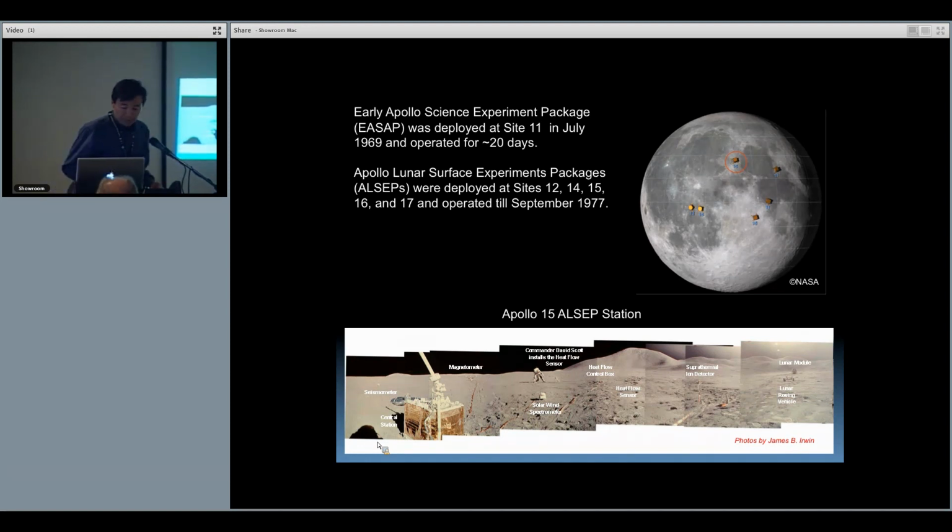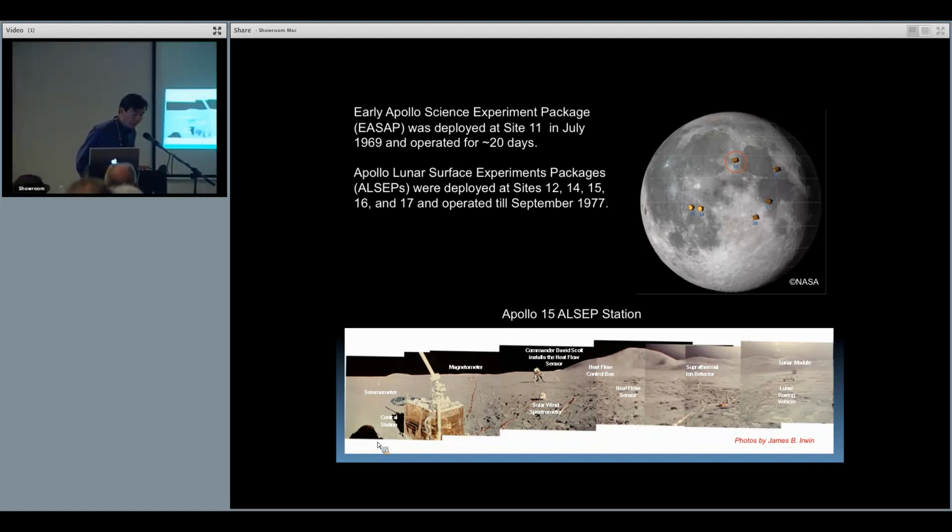Every landing site consisted of a different mix of science packages. Just to give you an idea, I have a panorama. Here you go. Panorama pictures that were taken by astronaut James Irwin at the Apollo 15 landing site.